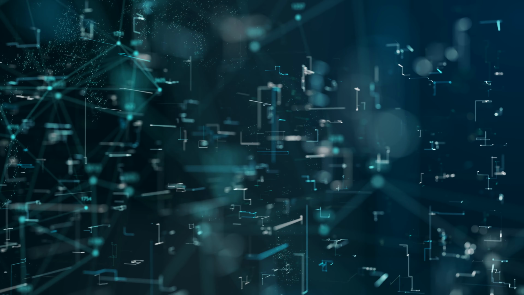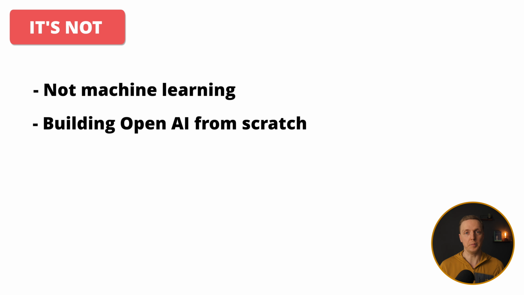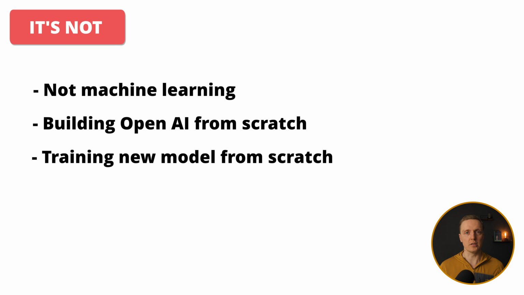But it is also extremely important to understand the huge difference. When we're talking about AI engineering, we're not talking about machine learning. What is the difference? Several years ago, it was really popular to invest time in machine learning, which basically brought us AI that we have nowadays. So machine learning is what was used in order to produce such great things like, for example, OpenAI. But AI engineering is something completely different. We're not talking here about machine learning. We're not talking here about building OpenAI from scratch or training new models from scratch.